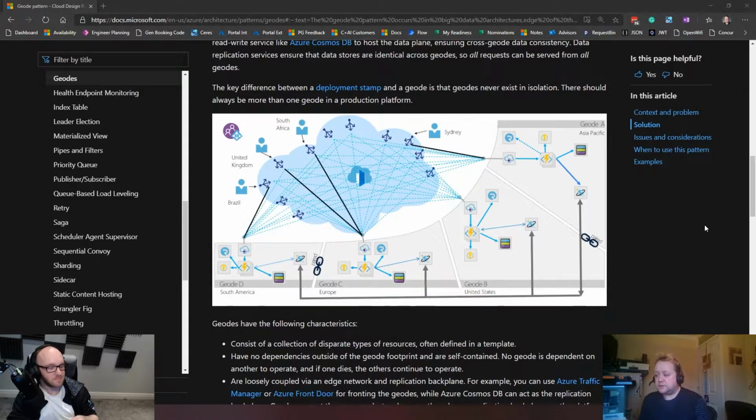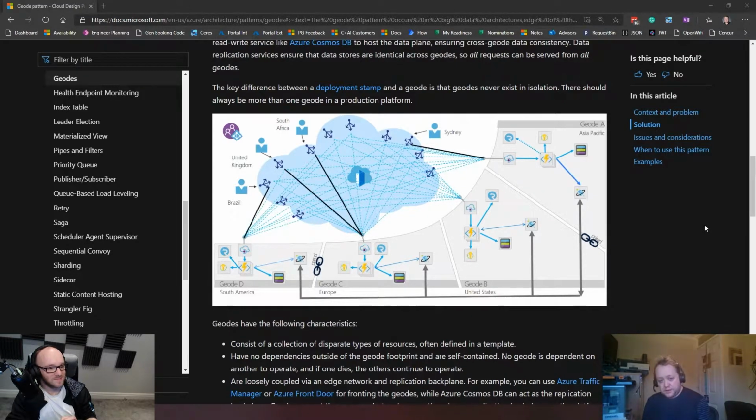Yeah, I guess the thing to keep in mind around that specific point is the idea behind a geode is it doesn't have dependencies outside of the geode footprint. So sometimes there are backplane connections. So obviously Front Door is not inside your geode. Yeah. And although we represent this as the Cosmos endpoint being here, technically Cosmos isn't inside your geode either. Yeah, so those two pieces notwithstanding that have connections which are illustrated on the diagram outside of the geode, all of the components inside the geode are self-contained.